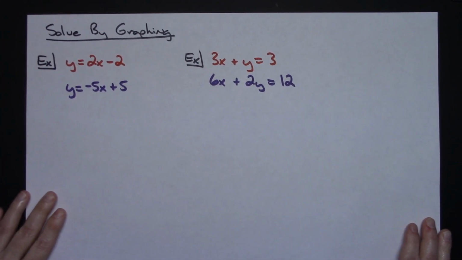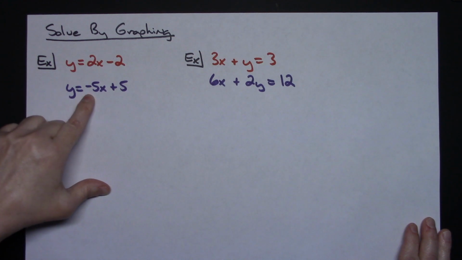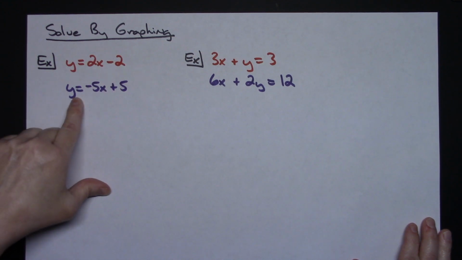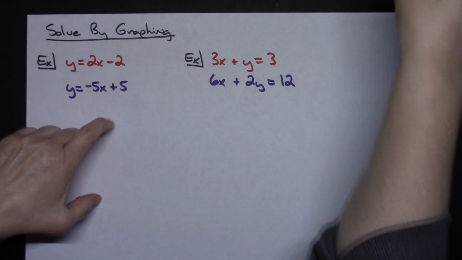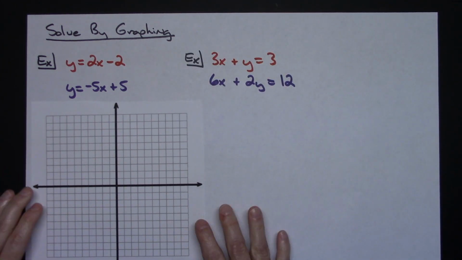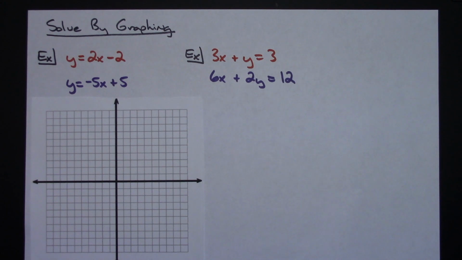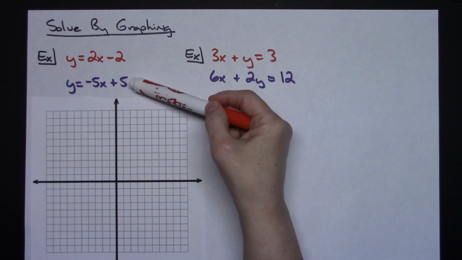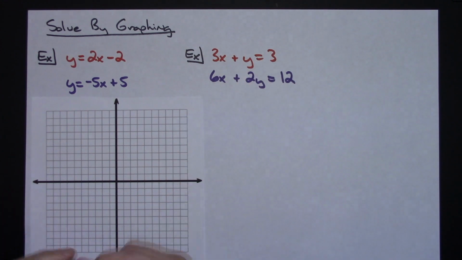In this first scenario, I've got y equals 2x minus 2, y equals negative 5x plus 5. I have intentionally color-coded this so that it'll be easier when we look at the graphs. Each one of these is in slope-intercept form. So hopefully at this point in the course you are good at graphing things in slope-intercept form.